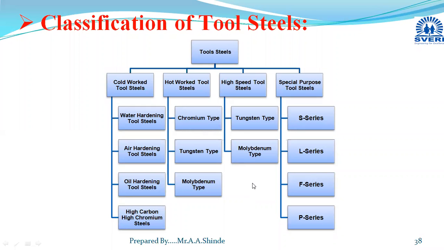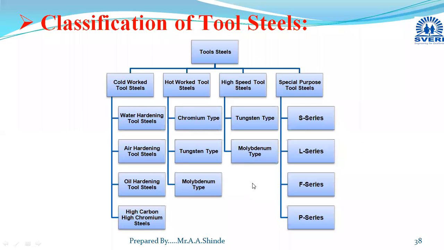Another important characteristic is that the tendency of decarburization, the tendency of oxidation, or the tendency of grain coarsening should be minimum, so that we can do the different heat treatment processes, and depending on those treatment processes we will get the desired characteristics. Okay, these are some optimum characteristics or values which are required in tool steels.